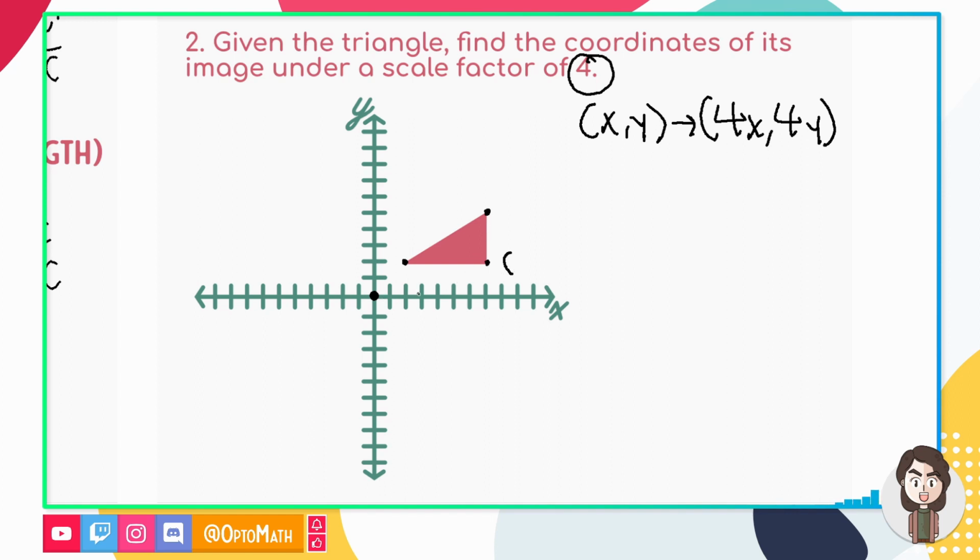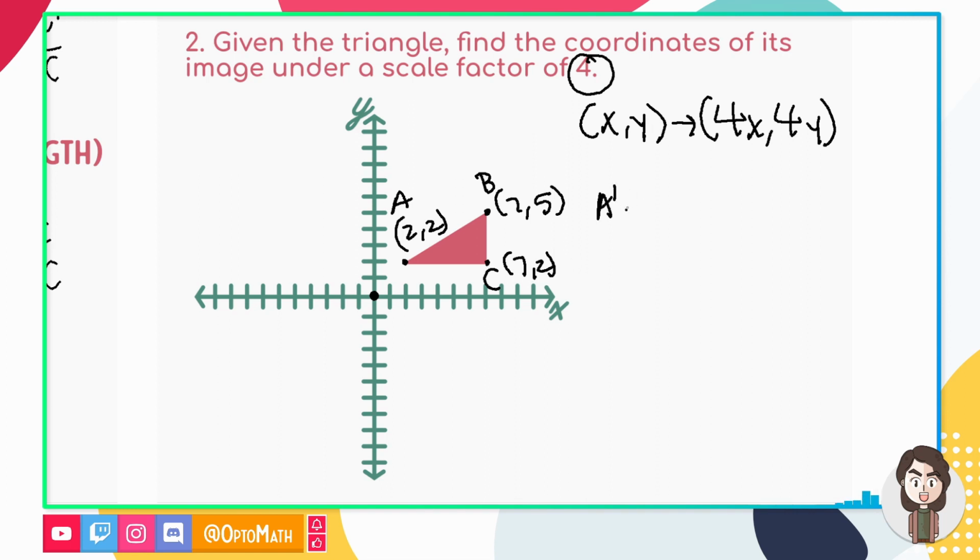So we got 1, 2, 3, 4, 5, 6, 7, up 2, so 7, 2 for that coordinate. This should be 7, 2, 3, 4, 5, and this one should be 2, 2. And we can label them if we want A, B, C, just to keep it steady.